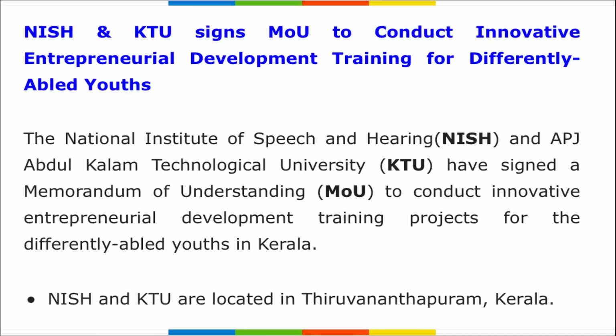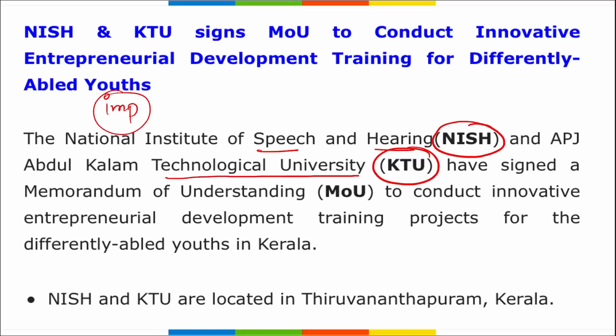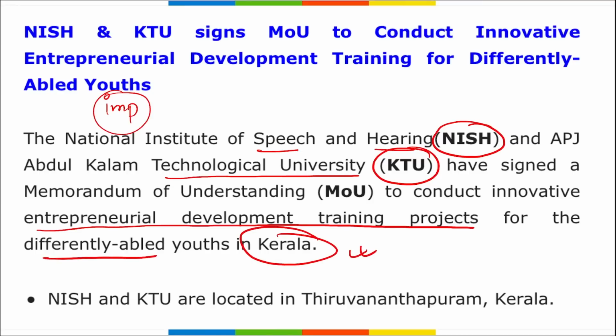Next is NISH and KTU. National Institute of Speech and Hearing, NISH, and APJ Abdul Kalam Technology University, that is your KTU, have signed a memorandum of understanding. And why was this MOU signed? The MOU was signed to conduct innovative entrepreneurial development training for differently abled students. I repeat, important. In order to provide skill training or entrepreneurial development training to the differently abled youth, recently NISH, that is your National Institute of Speech and Hearing, has signed an MOU with KTU, that is your APJ Abdul Kalam Technology University, to provide entrepreneurial development training to the differently abled youths in Kerala. Important friends, mark this.